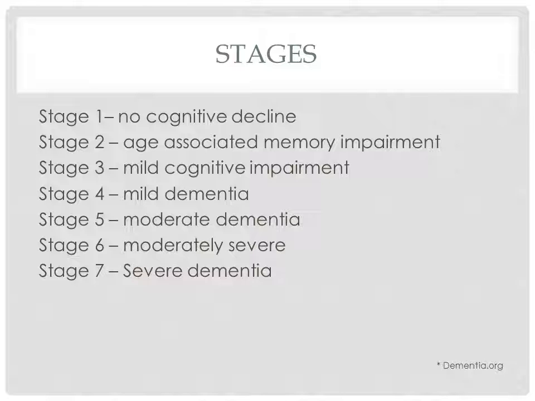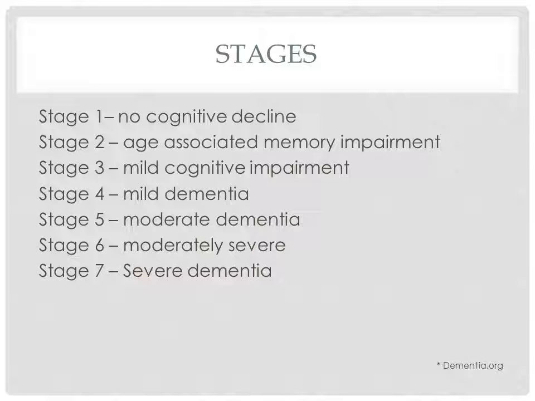Now let's discuss the stages of dementia. There are 7 stages. Stages 1 through 3 are generally referred to as the pre-dementia stage. In stage 1, there is no cognitive decline. This is the normal functioning stage in which the patient typically does not display any significant problems with cognitive impairment or memory loss.